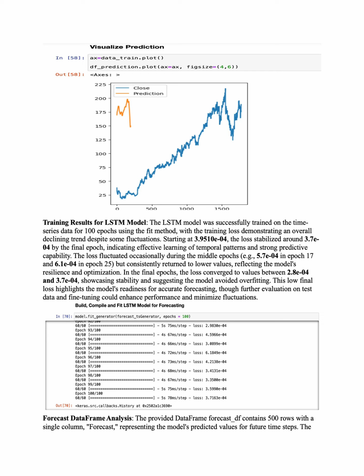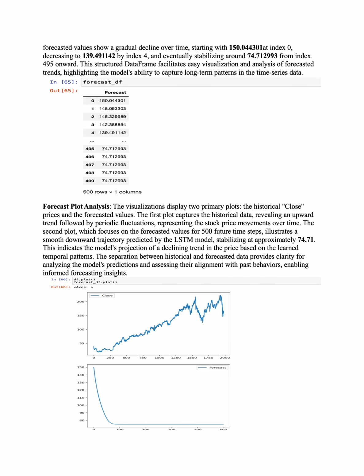So, forecast data frame analysis. The provided data frame, forecast_df, contains 500 rows within a single column, named forecast, representing the model's predicted values for future time steps. So these are the forecast values. This structured data frame facilitates easy visualization and analysis of forecasted trends, highlighting the model's ability to capture long-term patterns in the time series data.